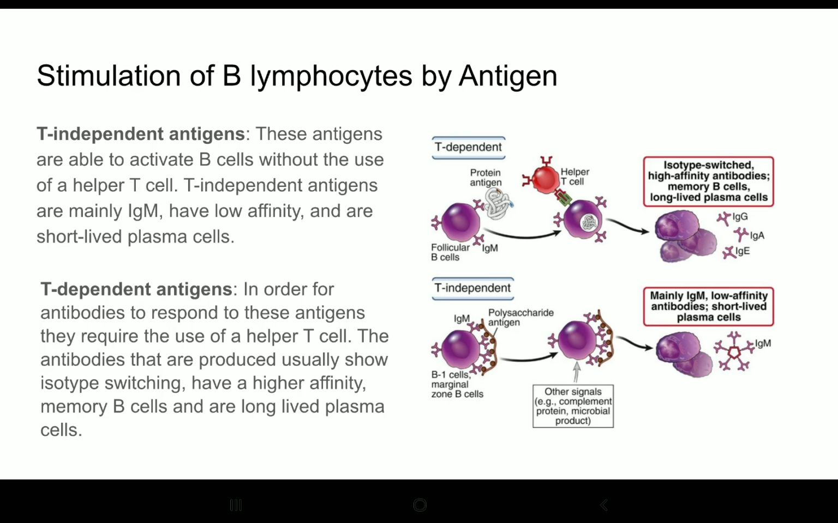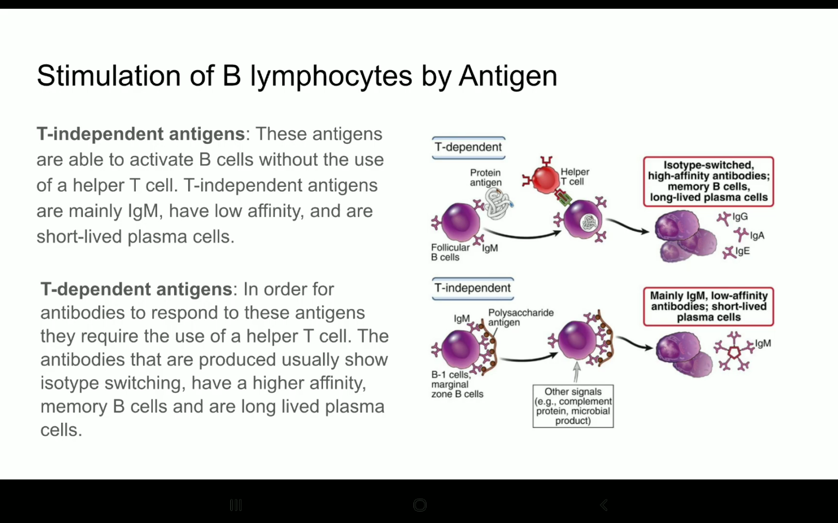The stimulation of B lymphocytes by antigen can result in two main categories, including T-independent or T-dependent antigen mechanisms. B cells that are T-independent do not require helper T cells for activation, which happens when non-protein antigens such as lipids, carbohydrates, and nucleic acids bind to these B cells. They bind to bacteria and pathogens with repetitive antigen structures made of polysaccharides. They mainly have IgM and are plasma cells that do not live long.